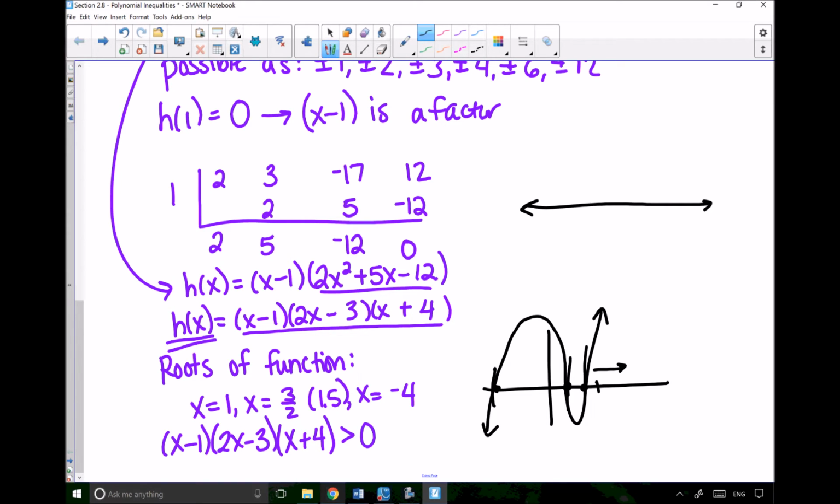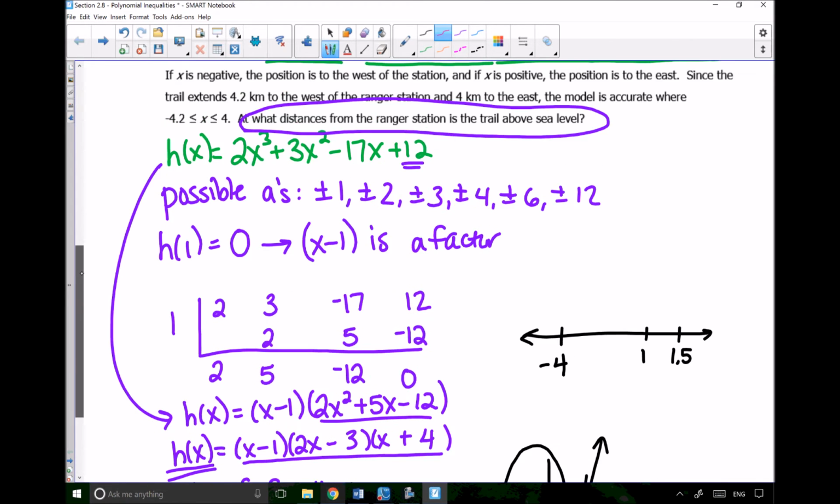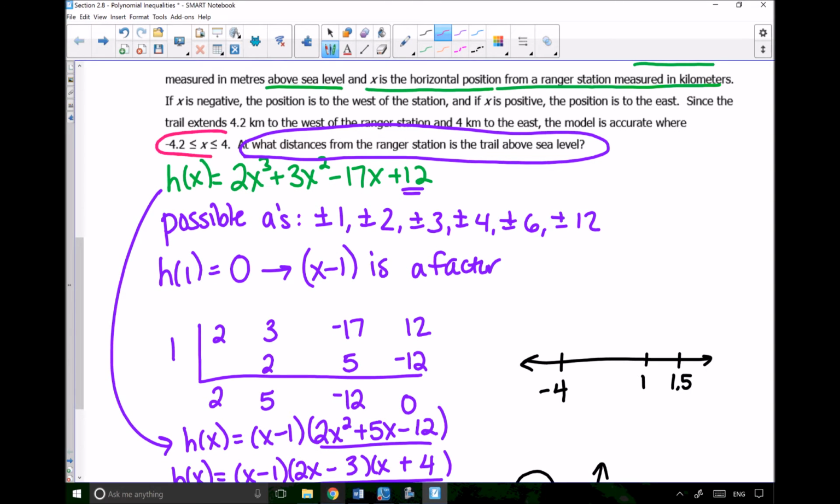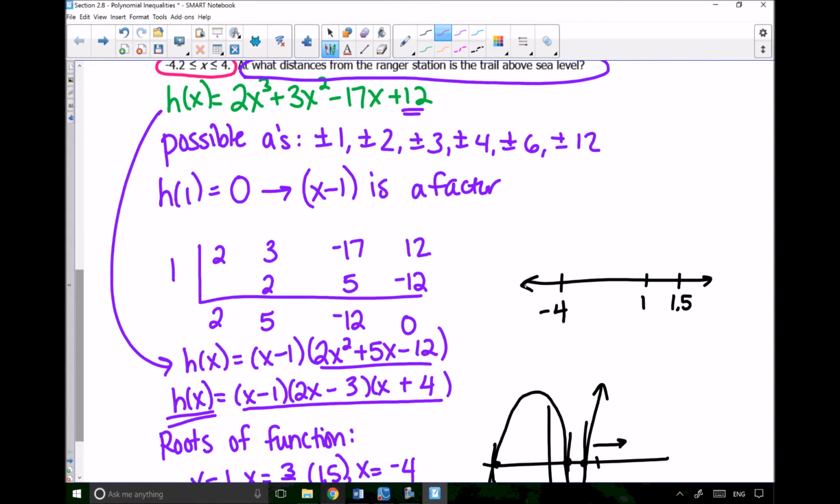Okay, so on my number line, I'm going to go from my smallest value. So my smallest root is negative 4. My next root is 1, and my next root after that is 1.5. And what I'm going to do is just plug in some values here to see what I end up getting. Now, one thing that we have to remember, though, is that we have a restriction from negative 4.2 to 4. So that means that this graph right here will stop at negative 4.2, and we know that this graph right here will only go until we get to 4.